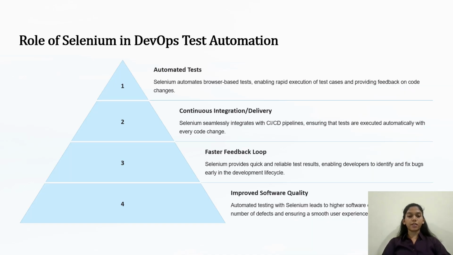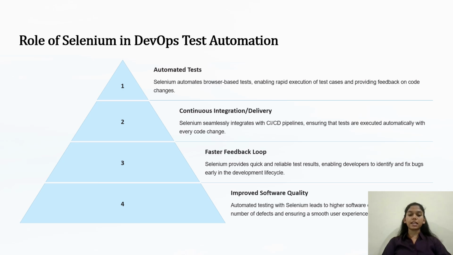Role of Selenium in DevOps test automation. Selenium automates browser-based testing, which ensures that web applications work as intended without manual intervention. For instance, Selenium can automatically test whether a user can log in, add items to a cart, and complete a checkout process on an e-commerce website.